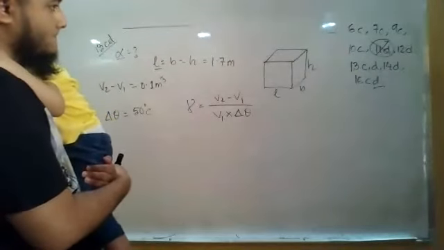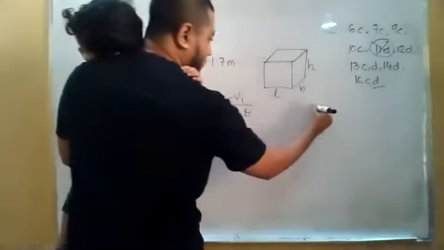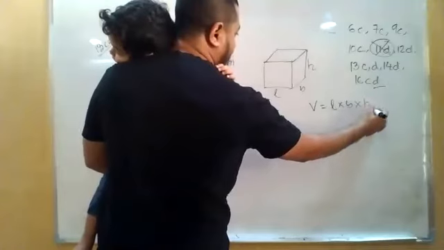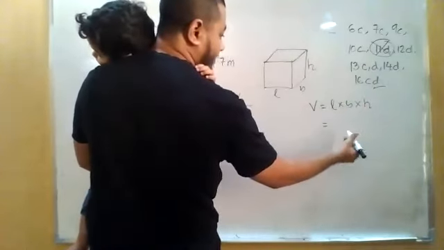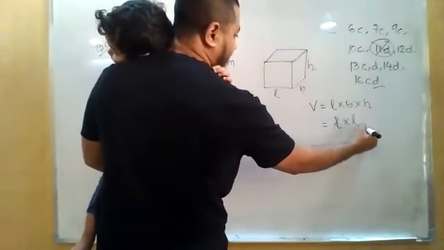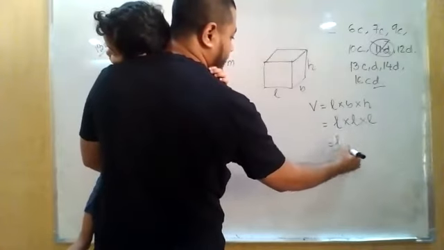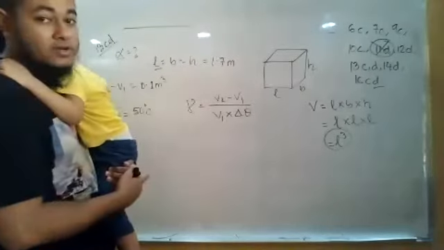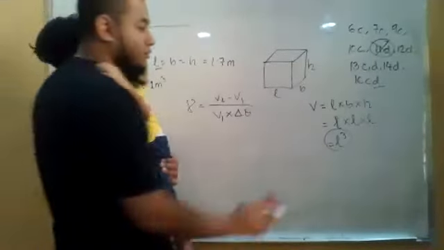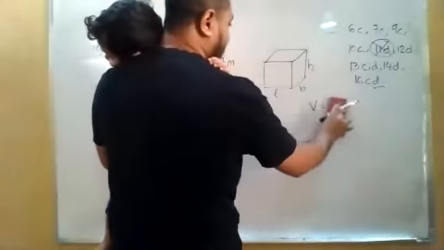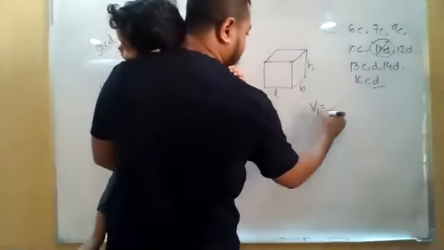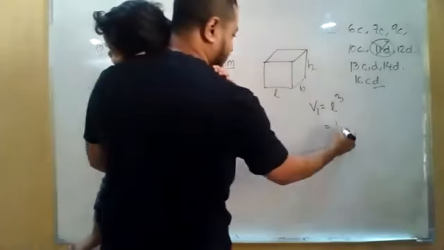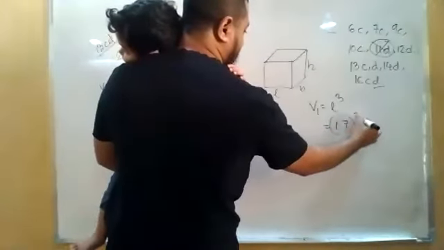Length into breadth into height. Okay, so V is equal to length into breadth into height. But I know that all three of them are equal to each other. So can I write L into L into L and it will become L cube? This is actually the original formula to find out the volume of a cube. So I will directly just write volume V1 is equal to L cube, and the value of L is given as 1.7. So 1.7 whole cube.